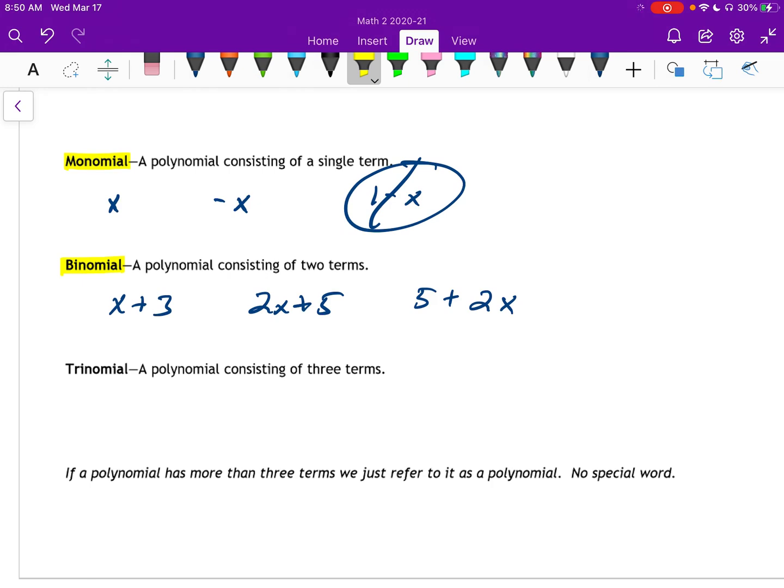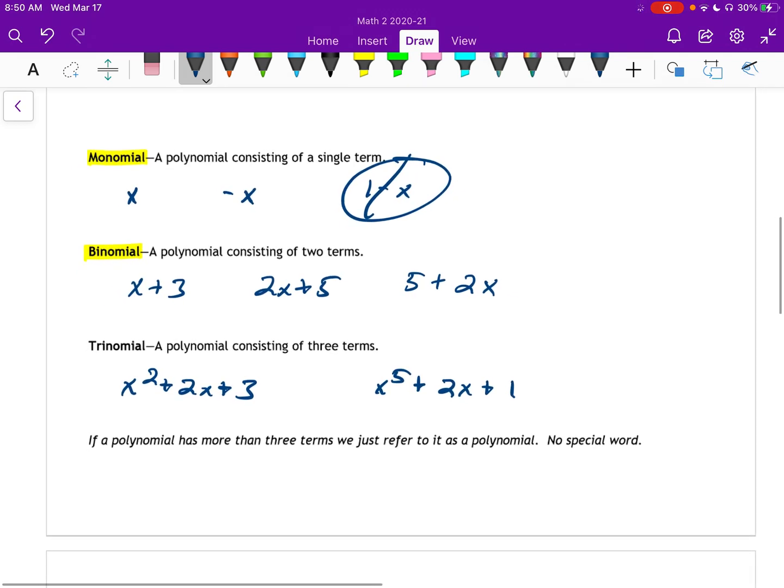A trinomial is a polynomial with three terms. So this would be like x squared plus 2x plus 3. Or maybe it could be x to the 5th plus 2x plus 1. Right, that would work too. There are more words for describing the 4th and 5th, but what we're going to do is we're just going to refer to them as a polynomial. So there at the bottom in italics, you can see that it says if a polynomial has more than 3 terms, we just refer to it as a polynomial. We don't have a special word for it, okay? If you go online, there are some special words, but for what we're doing, we only need those 3.